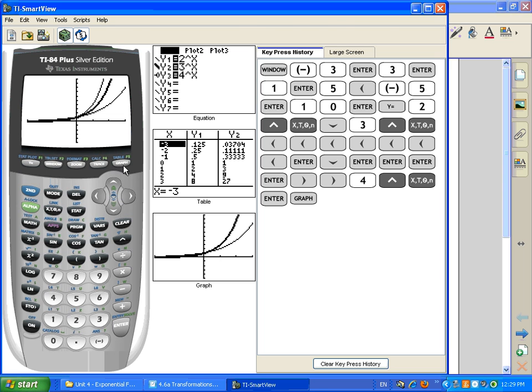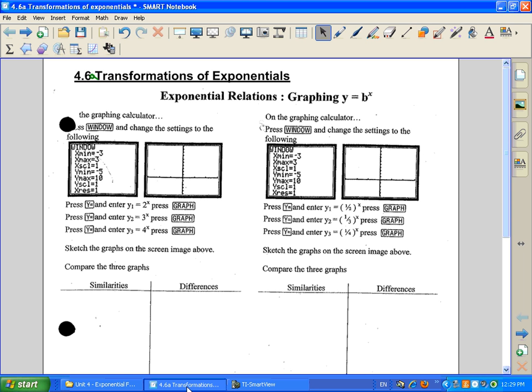So let's go back to our lesson and make some conclusions. First of all, let's do a quick sketch. So if I let the first one be my y equals 2 to the x, I'll color code it here. Okay. The next one I'll let be y equals 3 to the x. And the last one that we'll do y equals 4 to the x. All right, so now that we've sketched our 3 graphs here, it says to compare the 3 graphs.